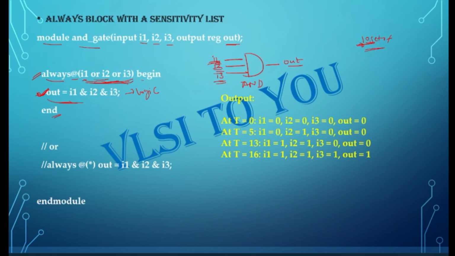Now instead of mentioning all the values within the always block, you can just mention it with a star keyword, like always at the rate star, and then your block, like out equal to I1 and I2 and I3. Clear? This is how you basically do it. Like always at the rate star. Either you can mention it with a star or with some variables.